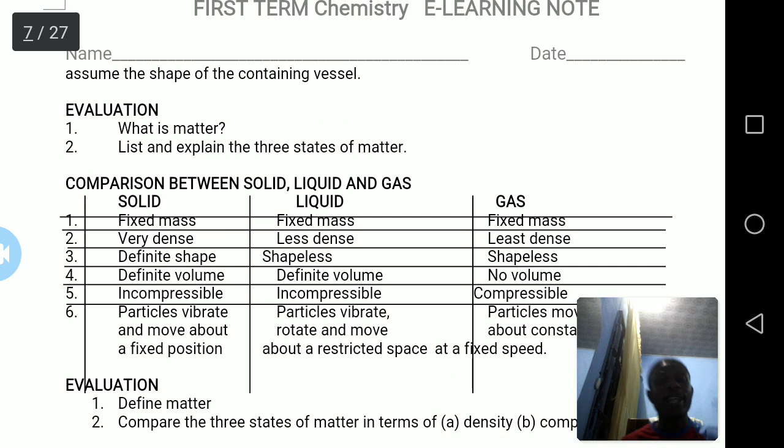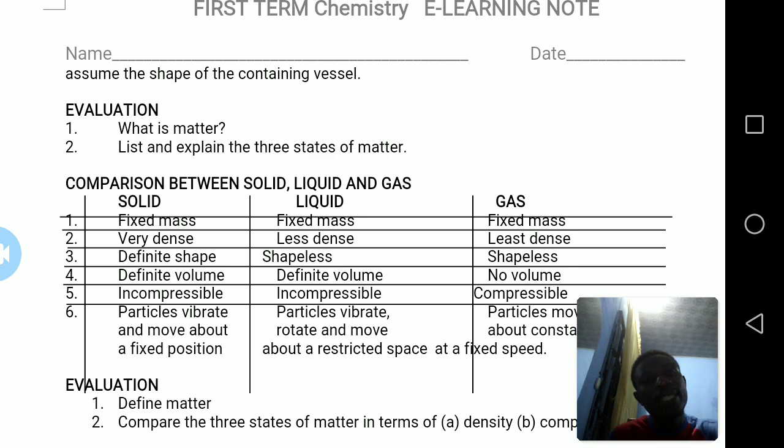Now, that's one of the differences. Then the other difference we have, number one: the solid state of matter has a fixed shape. The liquid state is also fixed. The gaseous state is also fixed. Okay. Next one.